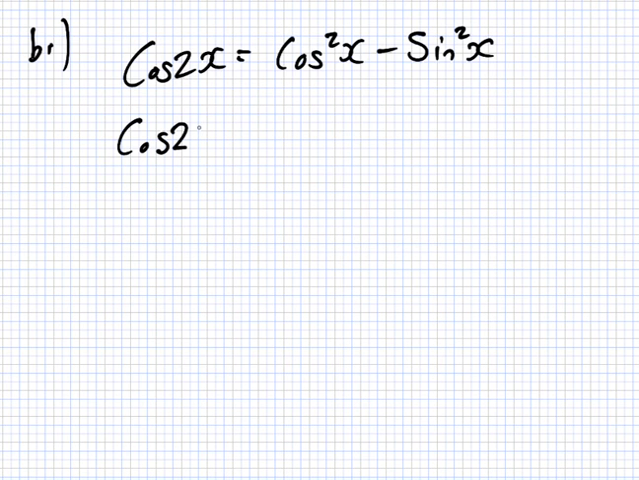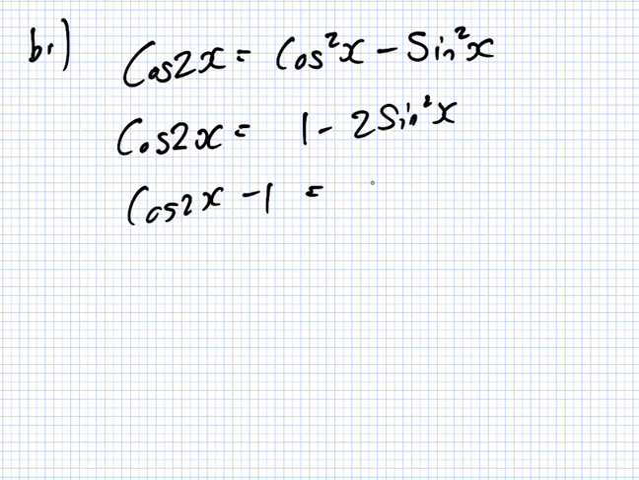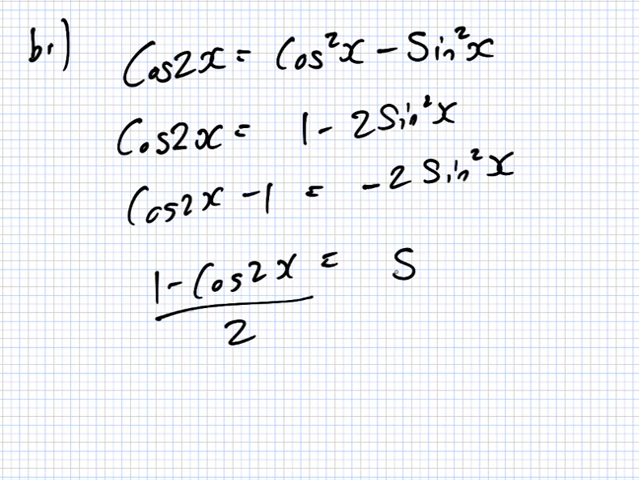Yeah, that would be fine as well, yeah. It's 1 step quicker, or 2 steps quicker, yeah. Cos 2x equals 1 minus 2 sine squared, because cos squared is 1 minus sine squared. So you get cos 2x minus 1 equals minus 2 sine squared x, or 1 minus cos 2x over 2 is sine squared x. So what I did was I brought the minus over and flipped them around and then divide by 2.